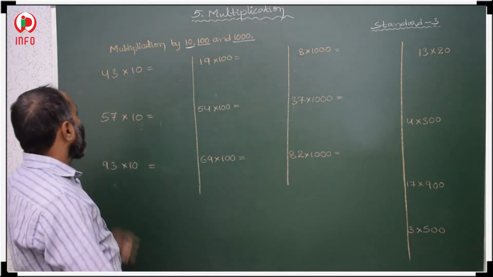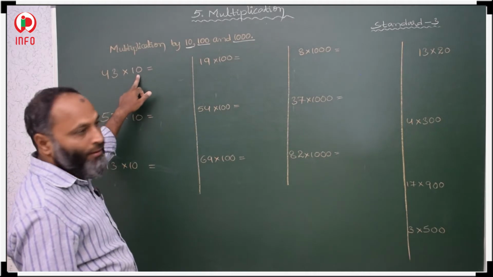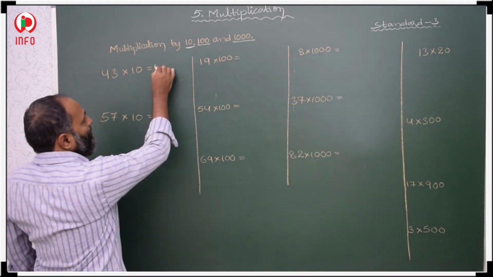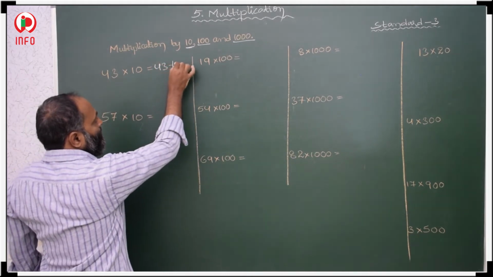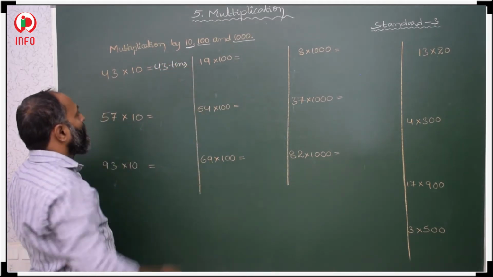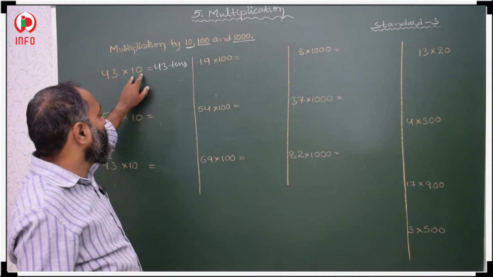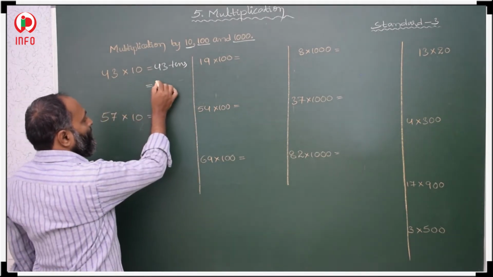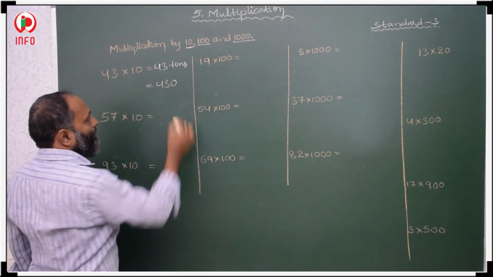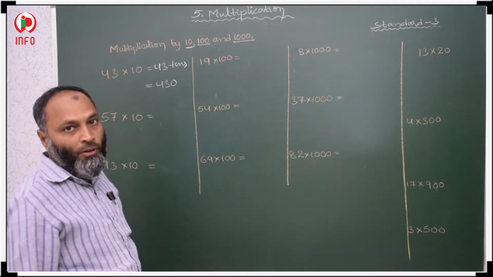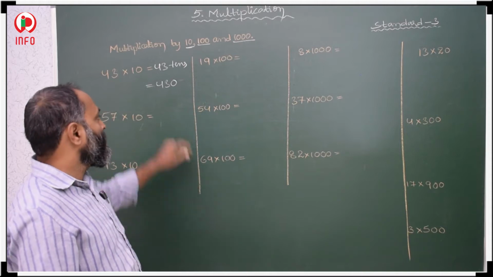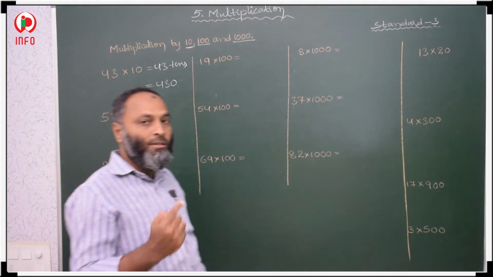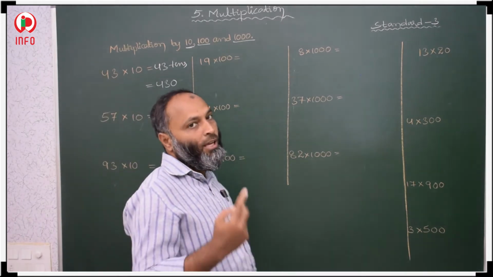See here, 43 into 10. 43 into 10 is nothing but 43 tens. If 43 is multiplied with 10, then it is 43 tens. Then how to write 43 tens? We have to take 1 0. In tens we have 1 0, so that is why we have to keep 0 in ones place.